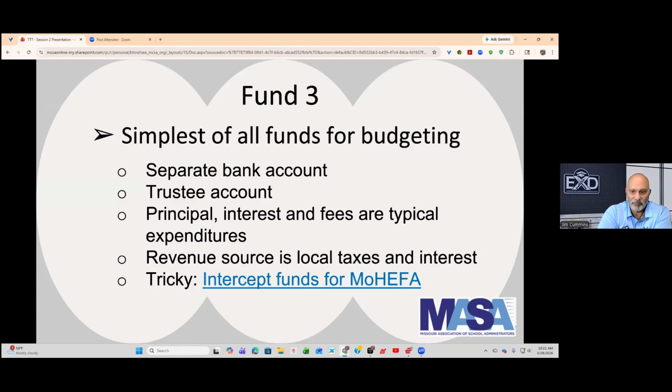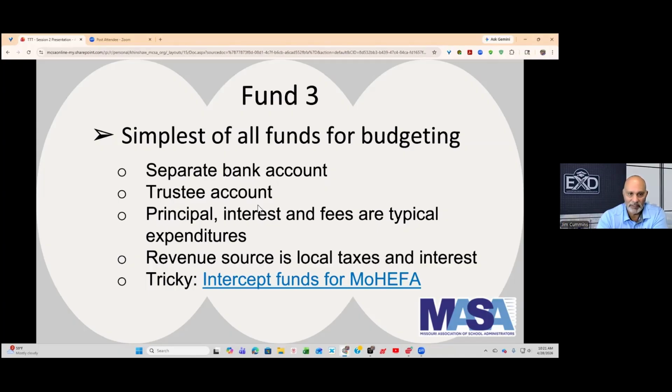All right, moving on to Fund 3. Fund 3 is really the simplest of all funds to budget for because you're going to have to make your levy calculation. So that's going to determine your revenue source, the majority of it. And then it's just a matter of working with your bond counsel or your underwriters to determine what's the principal, interest, and fees for my typically September, October, and March or April payments for the year, making sure that you have that covered.